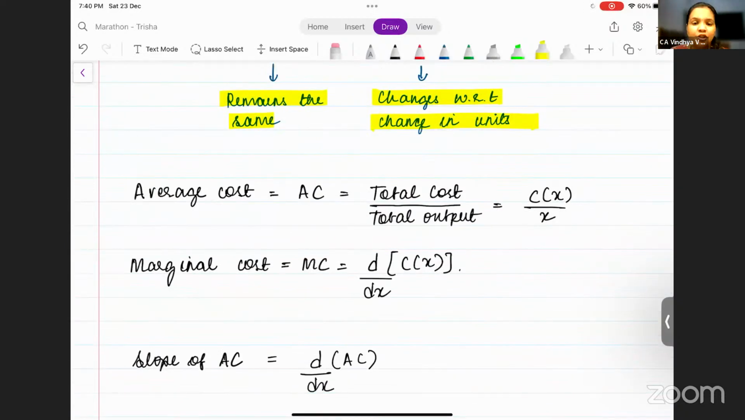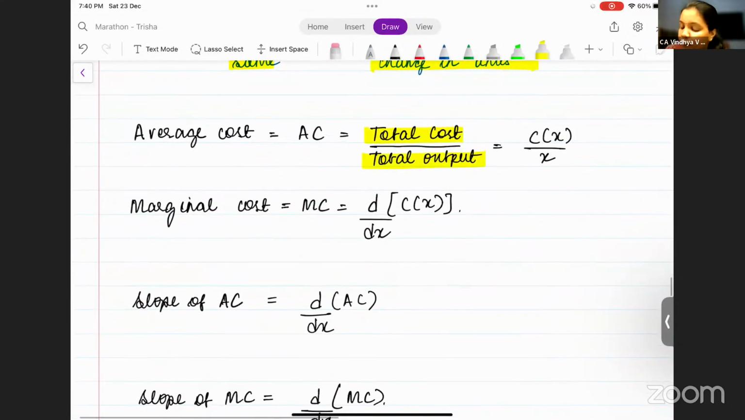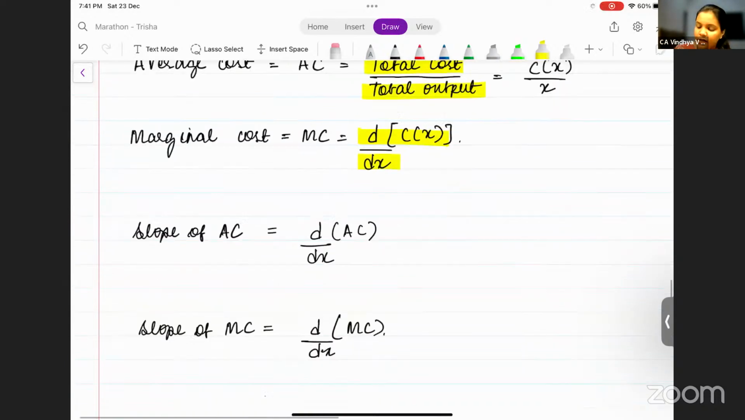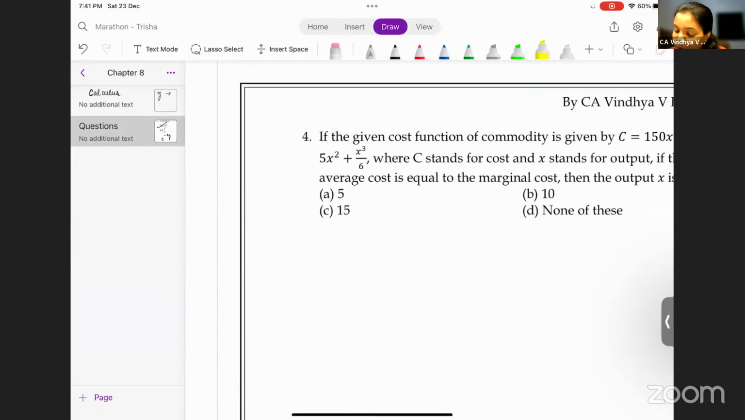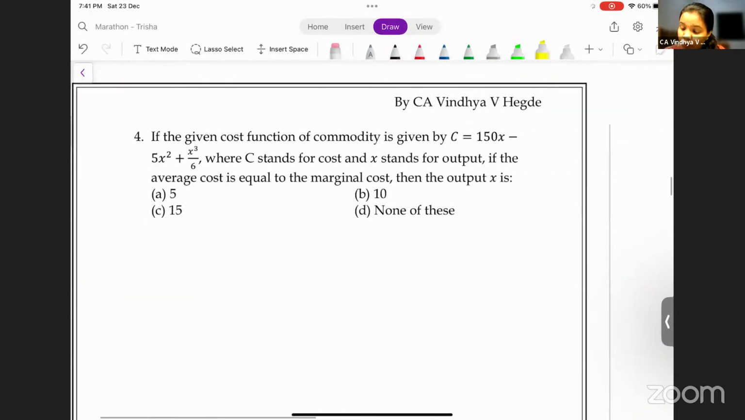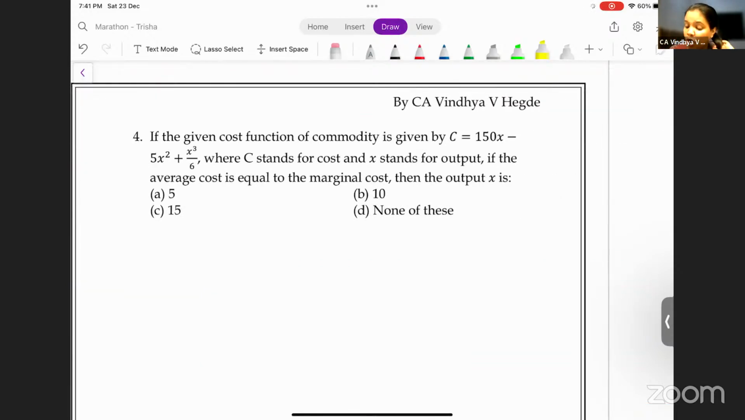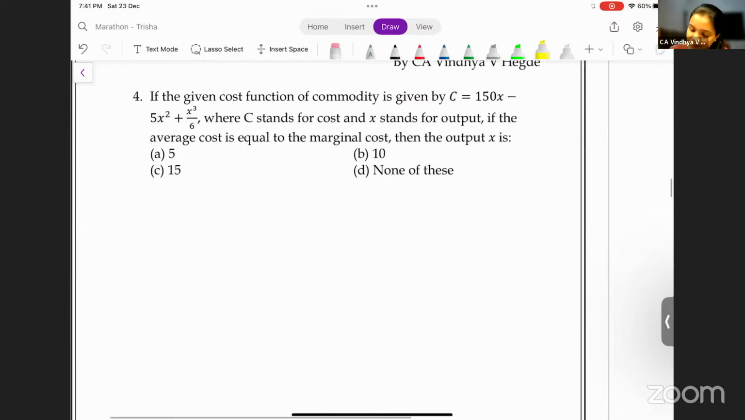Now, what is average cost? Average cost is total cost divided by total output. What is marginal cost? Marginal cost is derivative of cost function, which is change in the value with respect to x. Now, slope of average cost is derivative of average cost, and slope of marginal cost is the derivative of the marginal cost. Now, in an example like 4, what have they asked us is the cost function of the commodity is given as.